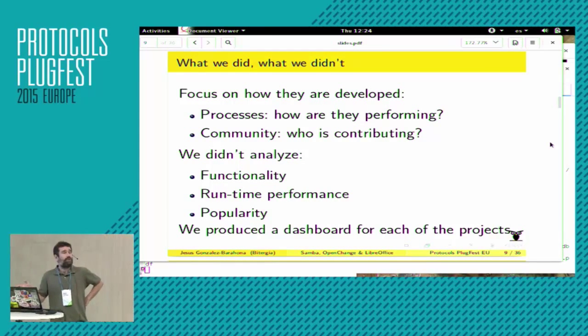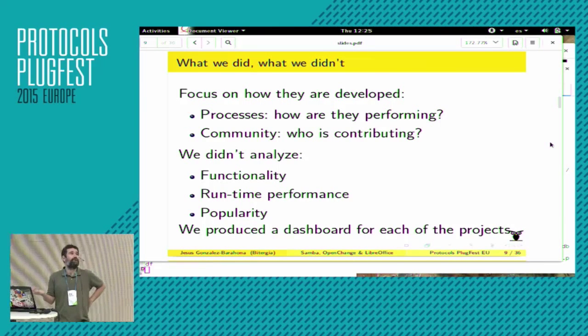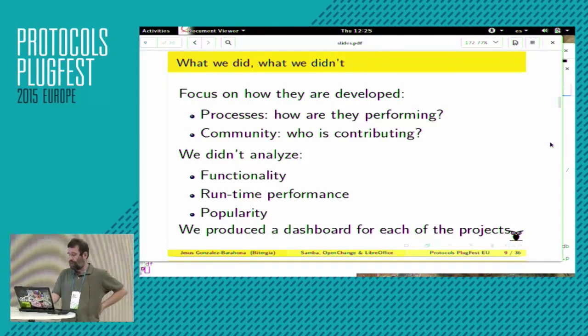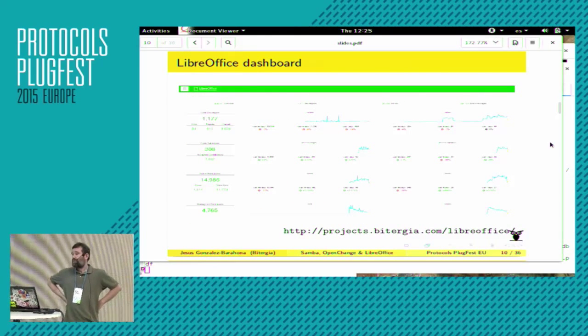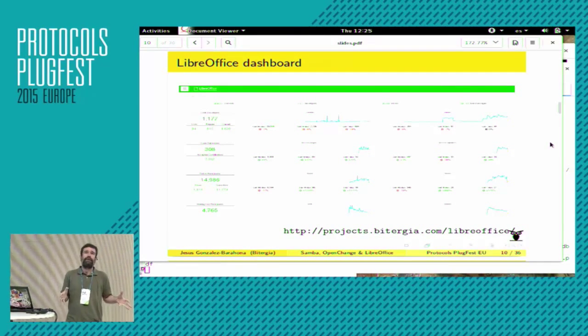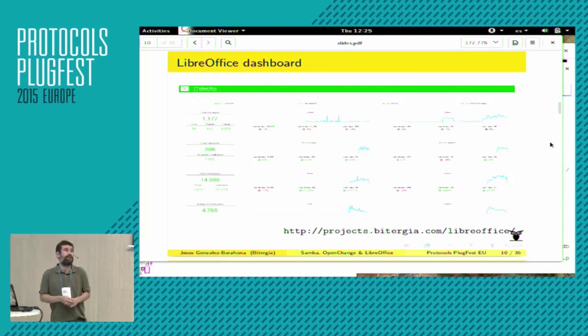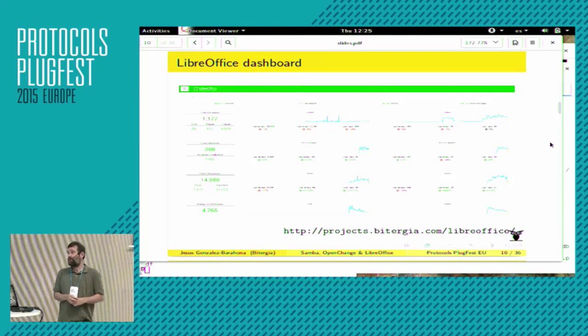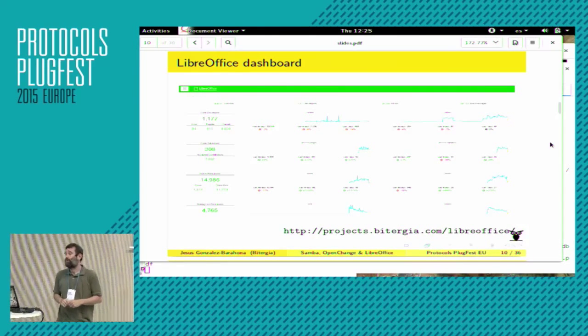Basically, what we did is to launch the standard tools at the repositories and produce standard dashboards, which is the thing that you can go and see live in the links. This is the LibreOffice dashboard. The main page, the landing page for the dashboard, is basically a summary of the different data sources that we're analyzing. In each row, you have one of the data sources.